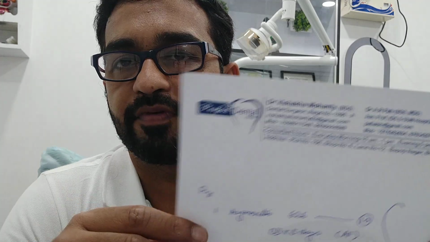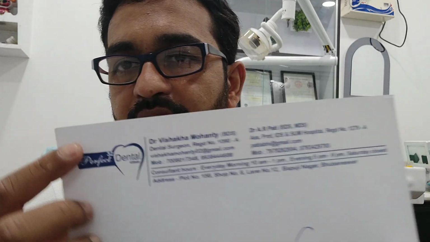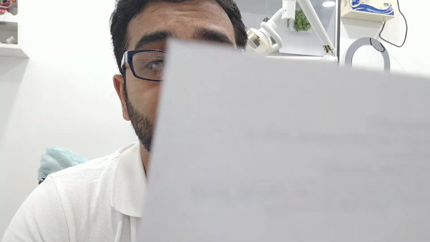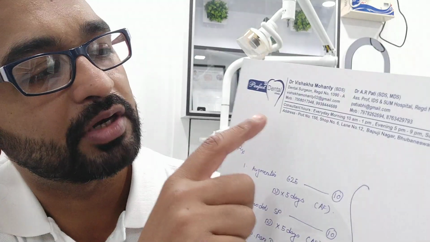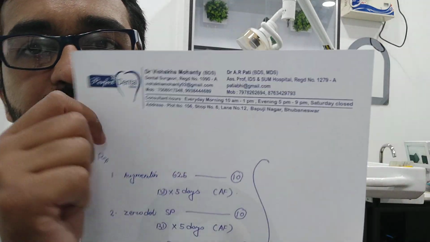Okay, so this is my prescription pad. First of all, you can see there is a clinic logo on the side. Here I have written a logo, Perfect 32 Dental Clinic, and here is my name and my wife's name, and below that are the consultation hours and the address I have written here. So this is the pattern.